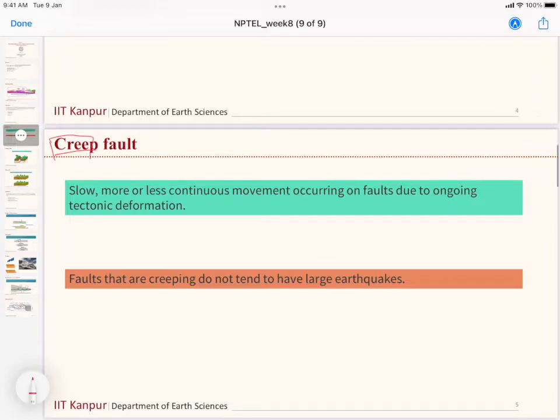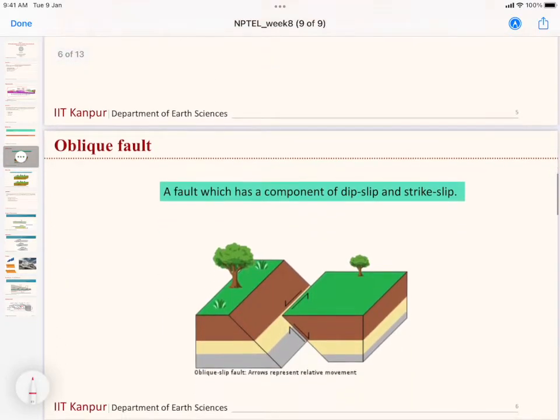Moving to the other type of fault that we have, the oblique fault. What does oblique mean? So far we have discussed the dip slip fault and the strike slip fault, and oblique faults are a combination of these two fault systems. So, if I try to write that, oblique fault means they have dip slip plus strike slip movement.